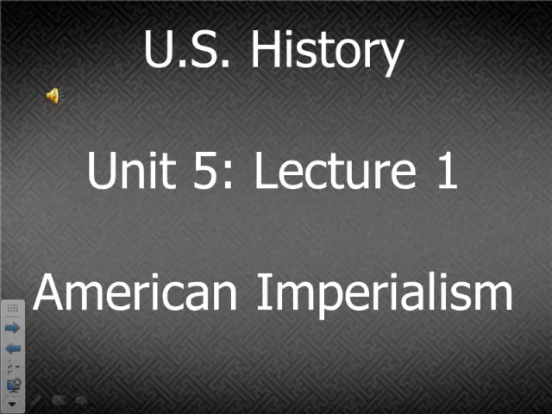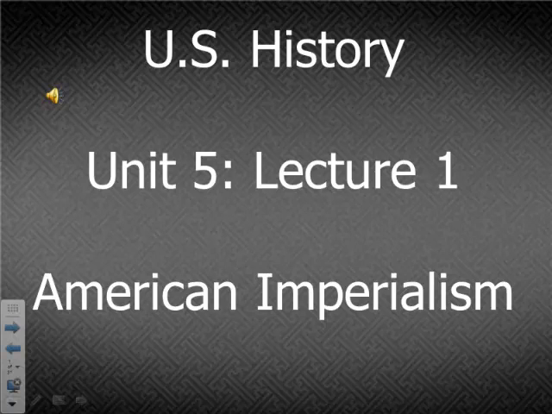Hello and welcome to Lecture 1 of Unit 5. In Unit 5, we're going to take a look at imperialism, the United States' attempt to expand beyond the contiguous 48 states, and kind of an extension of manifest destiny, and how throughout this era the United States would rise and become one of the most powerful nations in the world.